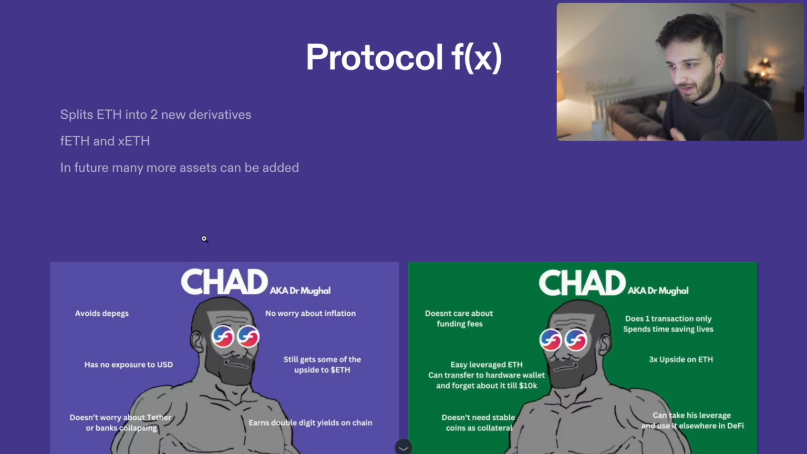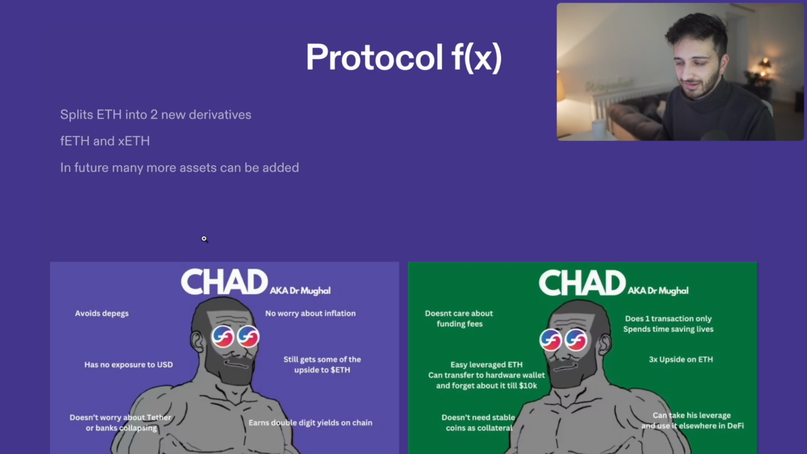It's built on Ethereum mainnet at the moment, and essentially it takes the asset ETH and splits it into two different assets: FETH, which we call fractional ETH, and XETH, which we call leveraged ETH. You can think of FETH as your stablecoin or your stable asset, and XETH being your leverage asset. And we'll talk about how it works in terms of mechanics and why it solves some of those problems that we've just talked about before.